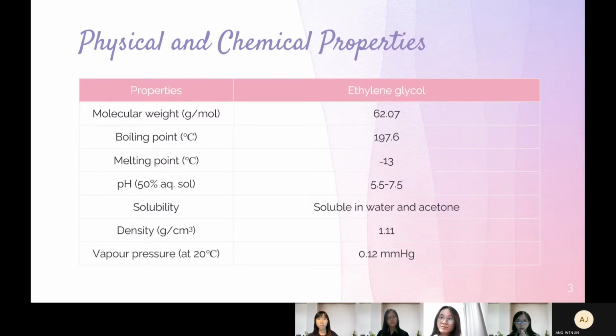Ethylene glycol has a boiling point of 197.6 Celsius and a melting point of -13 Celsius. The pH value is 5.5 to 7.5 at 50% aqueous solution. It is soluble in water and acetone, and it has a density of 1.11 grams per cubic centimeter. Its vapor pressure at 20 Celsius is 0.12 mmHg.